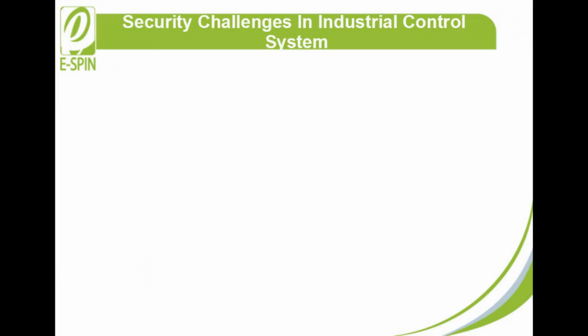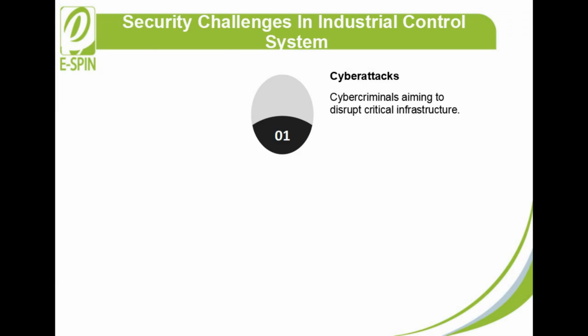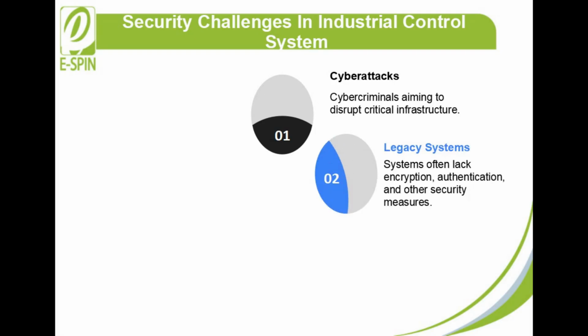Security challenges in industrial control system. 1. Cyberattacks, often targeted by cybercriminals aiming to disrupt critical infrastructure. They can result in physical damage, system malfunctions, and safety hazards. 2. Legacy systems. Many ICS installations still rely on legacy systems that were not designed with modern cybersecurity in mind. These systems often lack encryption, authentication, and other security measures, making them vulnerable to attacks.